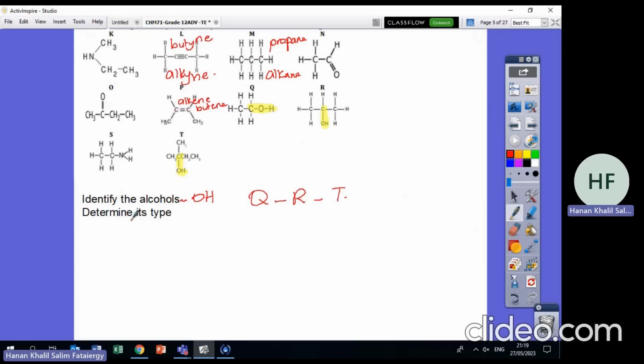Now identify its type. Type means primary or secondary or tertiary. Note here this C carrying the OH has 1 C on the right, 1 C on the left. So R is secondary. This C bonded to the OH is bonded to C only. The H's are not counted. We look only at the C, so this is primary. Now this C has C from the left, C from the right, and C from above, so it's connected to 3 C's, so this is tertiary.